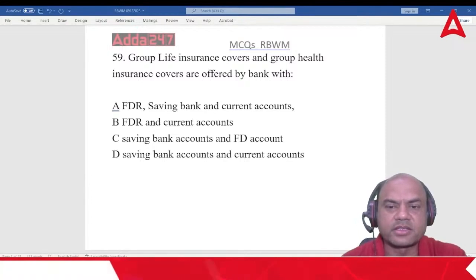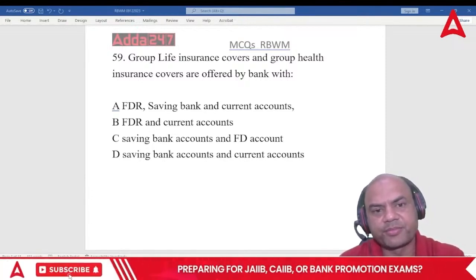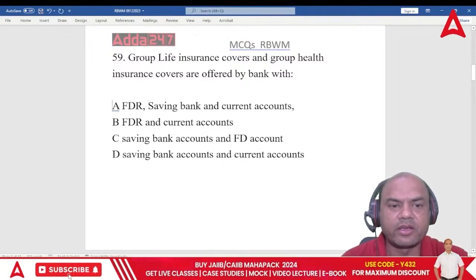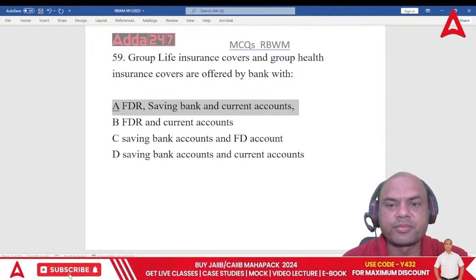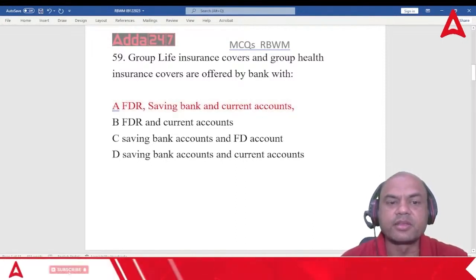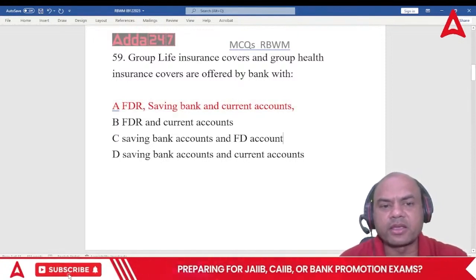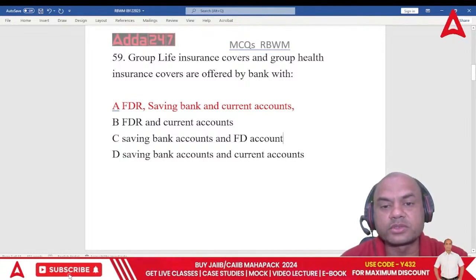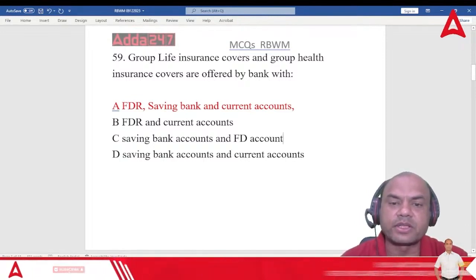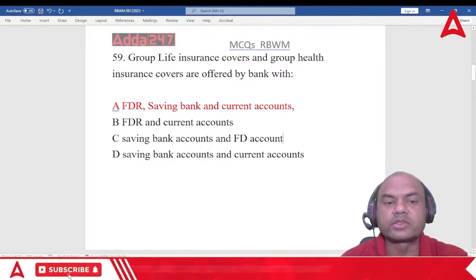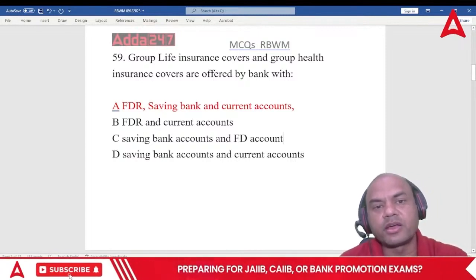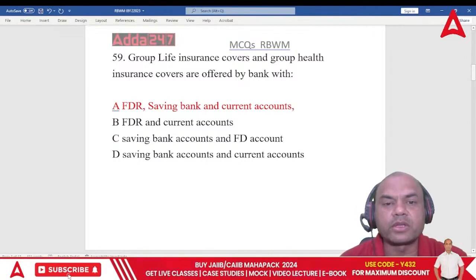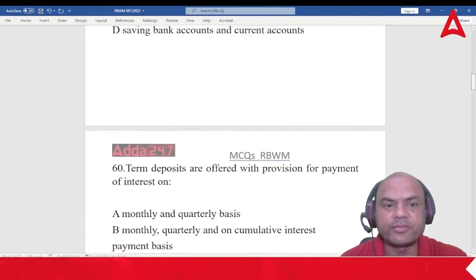Yes. See, the answer is this. A. All of them. See here, it depends on the bank. If some bank wants to mobilize more current accounts, it will offer these products with the current. If some bank wants to mobilize FDRs, it will offer these products with FDRs. So, these are just add-on policies, add-on things given, okay? Next one.